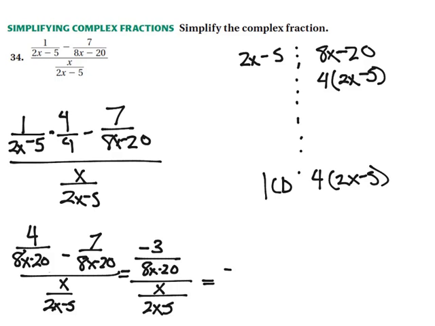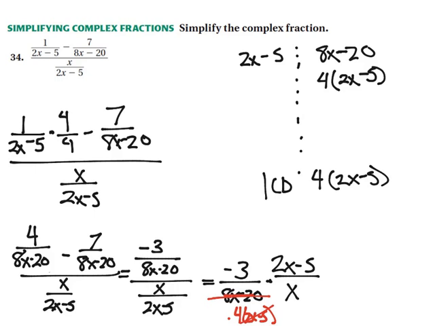So actually I've got negative 3 over 8x minus 20, times, flip and multiply, 2x minus 5 over x. And that's the reason why I said I shouldn't have simplified here. This is actually 4 times 2x minus 5. And so the 2x minus 5's cancel. And I'm left then with negative 3 over 4x. And that doesn't simplify.